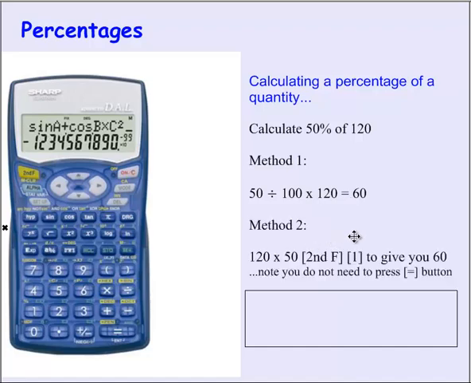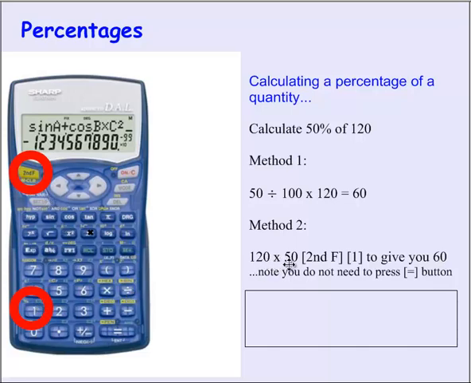There's a second method where you can use the actual percentage button on your calculator. If I pull out my little circles here, it's a little hard to see on this picture of a calculator, but above the 1 you've got a yellow percentage sign. So if you go 120 times 50, second function 1 to get that percentage up, and note you don't press the equals button when you do this. The calculator will automatically work out the answer and give you 60. So to do percentages on your calculator, really easy to do. Second function 1, that gives you the percentage.